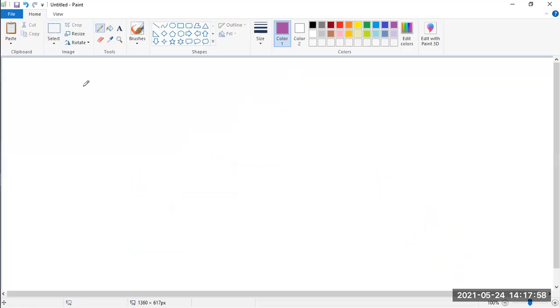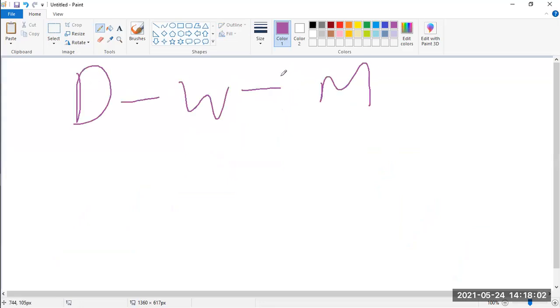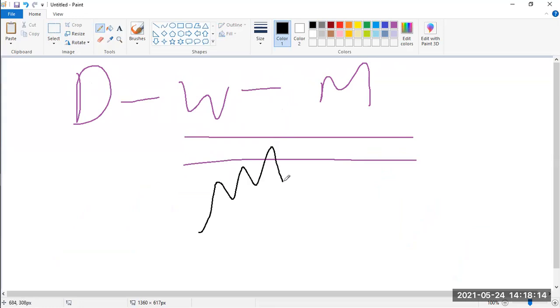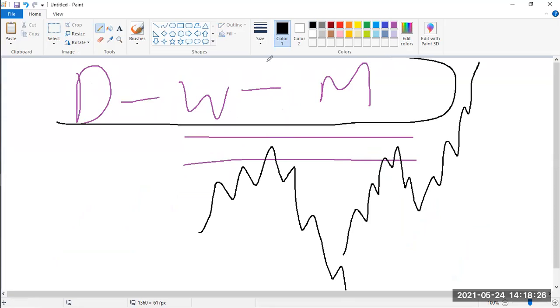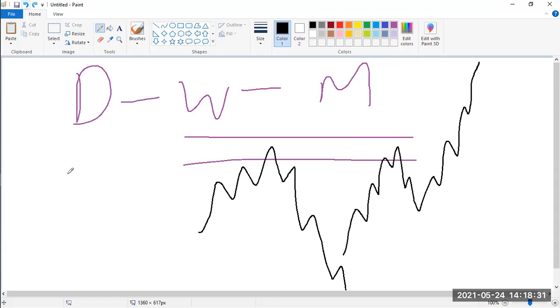Now from the daily, weekly, monthly, all the order blocks are important. All of them are very important. Whenever price comes back to those order blocks, two things are going to happen: either price will reverse, or price will do a short-term reversal, a small reversal, then price goes up. So these are all important order blocks, from daily, weekly, monthly.